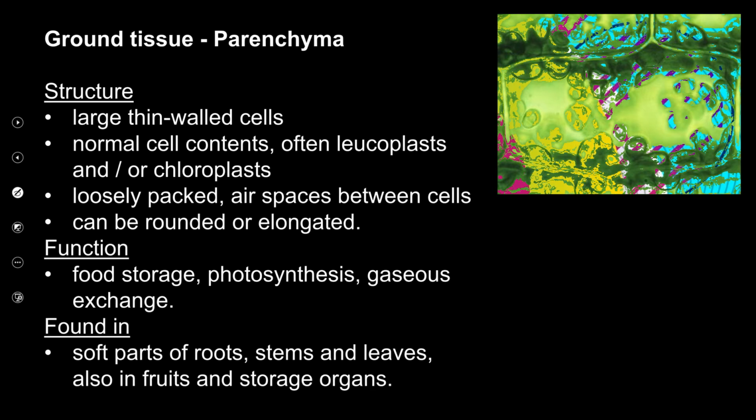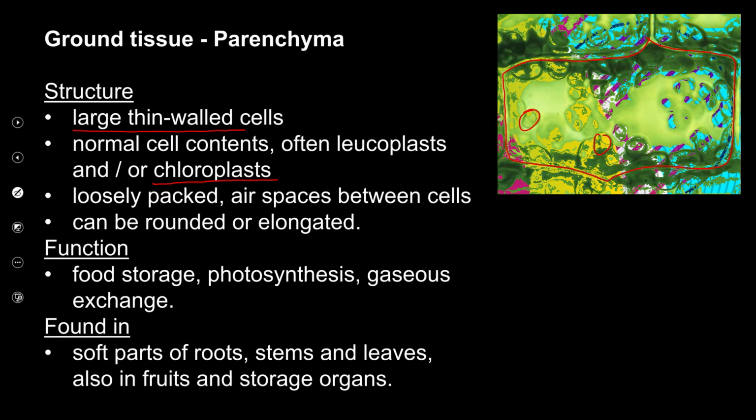So, what are these parenchyma cells like? They're large and they have thin walls. Okay, as you can see there's the cell, there's its wall. And wow, look, it's got lots of green things in it. Those green things would be chloroplasts. Then they are generally loosely packed because there is usually some space between them.